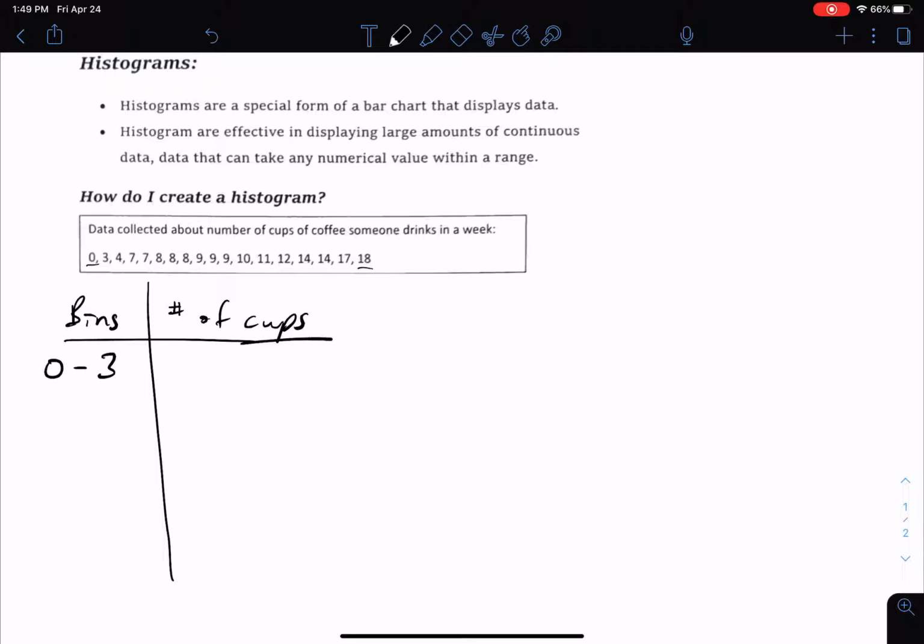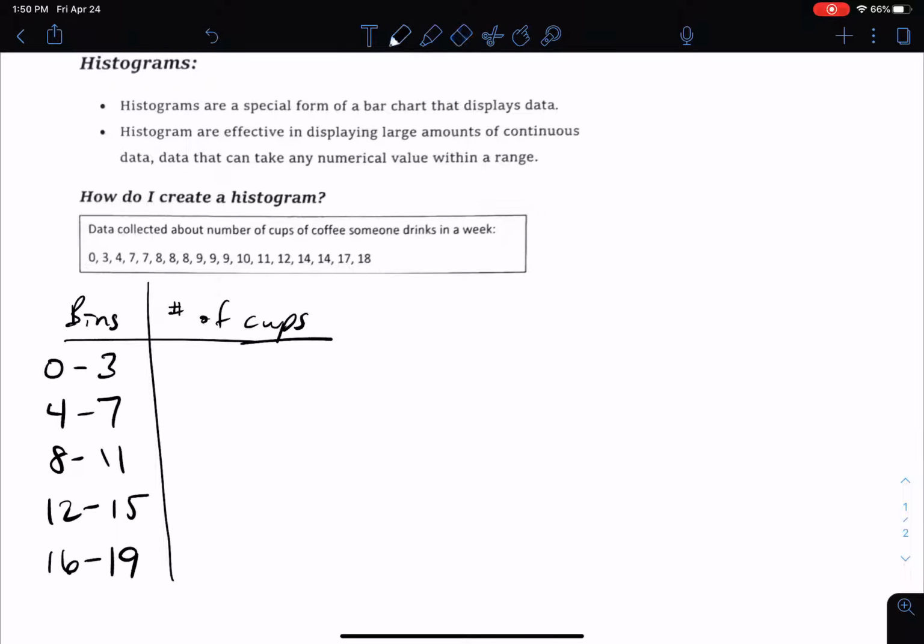The next group is going to be 4, 5, 6, 7. The next group is going to be 8, 9, 10, 11. The next group is going to be 12, 13, 14, 15. And then the last group is going to be 16, 17, 18, and it's going to finish at 19. That's as big as we need to go because our biggest number is 18. Okay? So now we've got to figure out how many are in each group. How many of these numbers fit into each category?